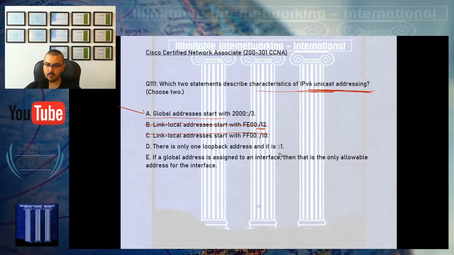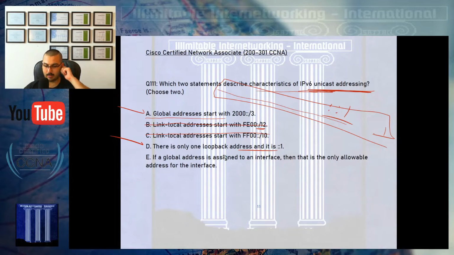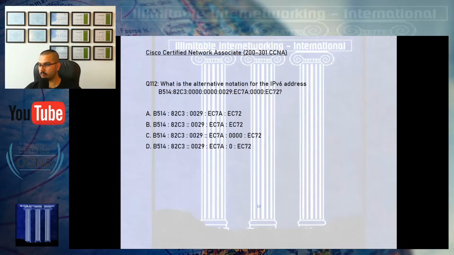By default, yes, but we can add more. One minute. E, if a global address is assigned to an interface, then that is the only allowable address for the interface. Is that correct? No, this is not correct, because we still can add the link local for some internal negotiation, I believe. So D will be correct, because there is an internal default loopback that's called ::1, zeros and in the end 1. This is the loopback address of IPv6. So A and D, both of them are correct regarding some types of the IPv6 address.